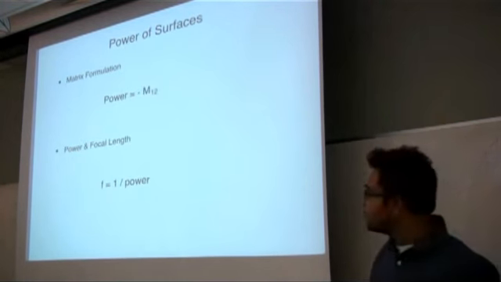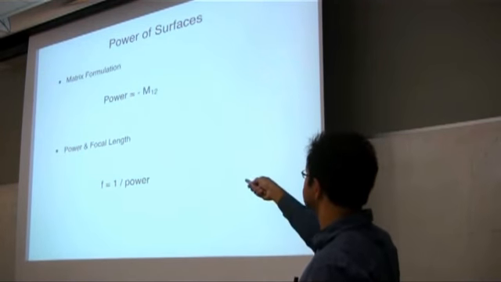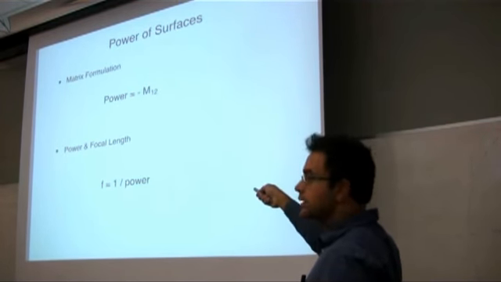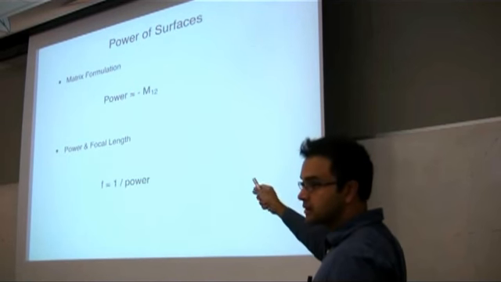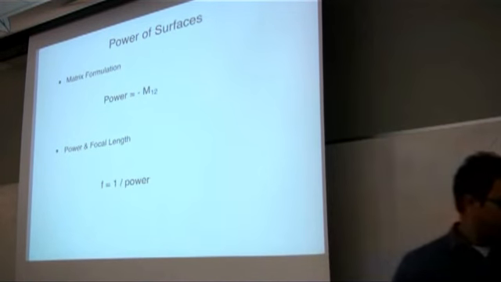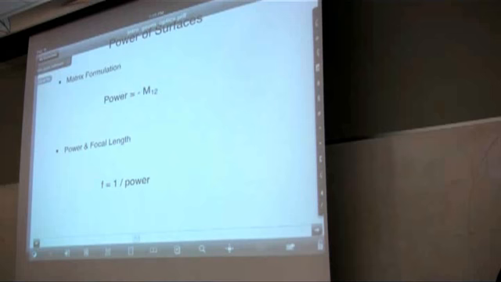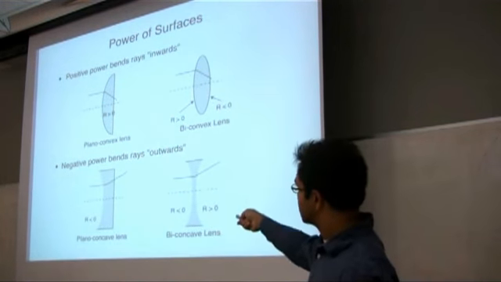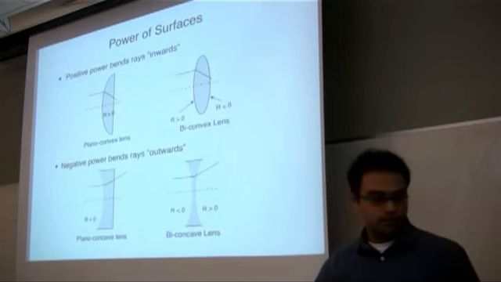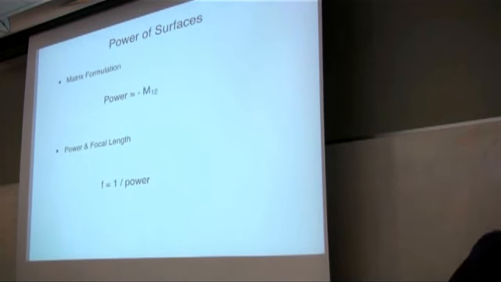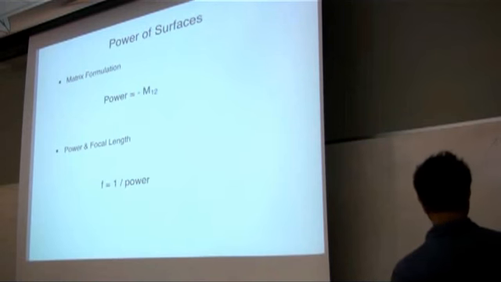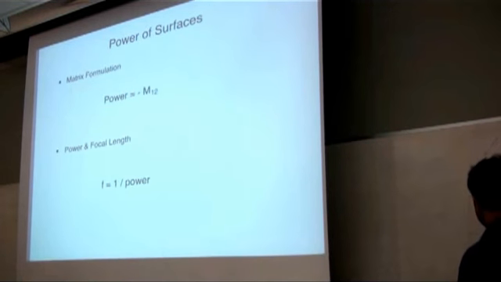Okay. Oh, also this is just a summary. In the matrix formulation, the power is minus M12. Now the negative sign we'll talk about in a bit. Well, it'll become more apparent in a bit, but we saw it here. Negative power means it bends it out. Positive power bends it in. Okay, so this sign is actually important. So when I say M12, it refers to the matrix.